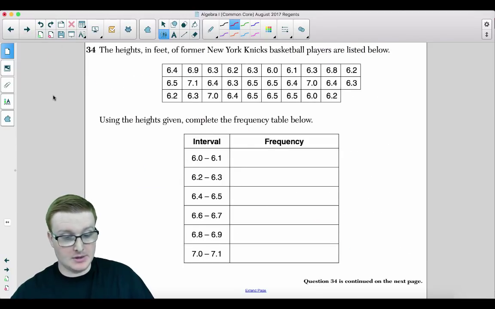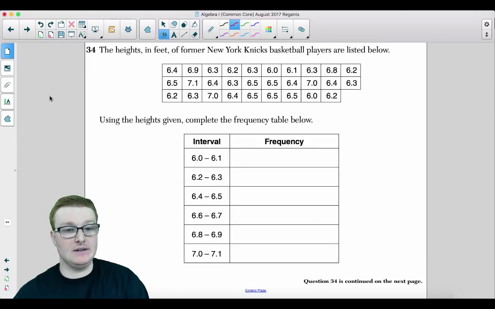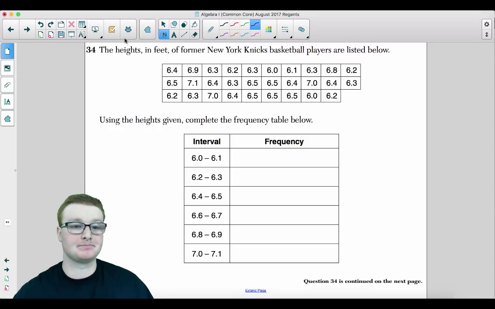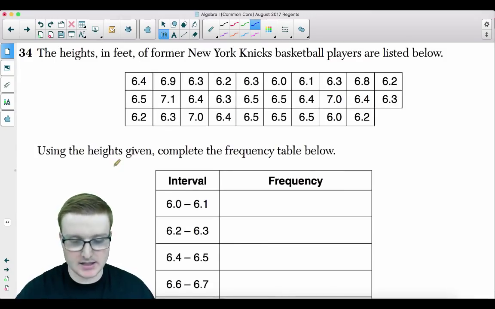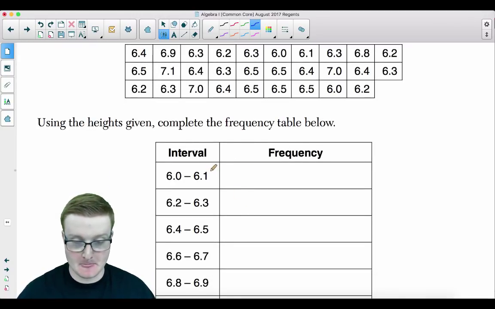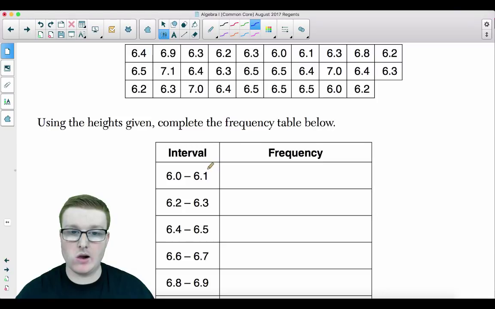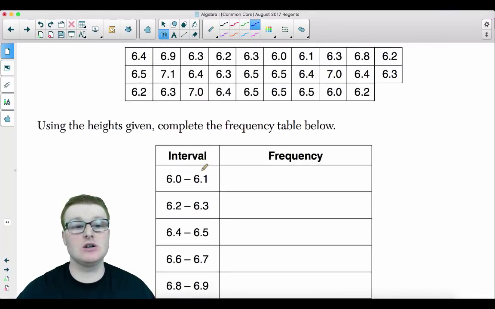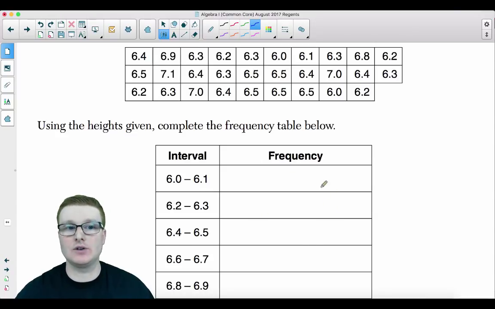Okay. That's number 33. Number 34, the heights in feet of former New York Knicks baseball players are listed below. Oh, they're going to be tall. Using the heights given, complete the frequency table. Basically what we're doing is taking all these numbers and plugging them into the frequency table. I'm going to leave this up to you. You need to be very careful. You just need to go through each number and put a tally for each time you see it.